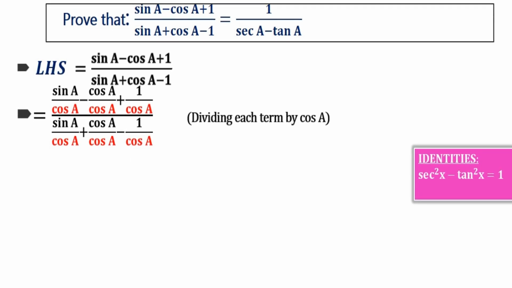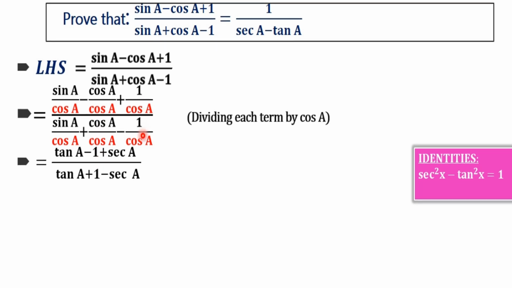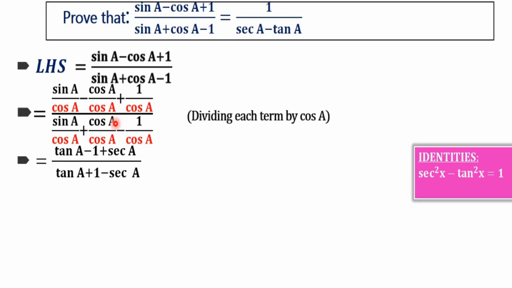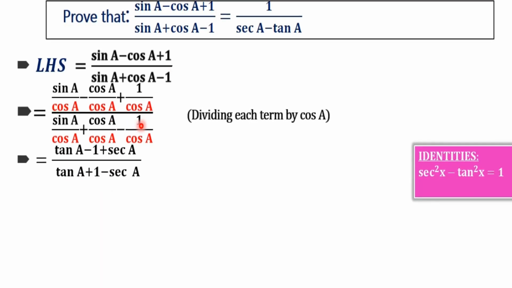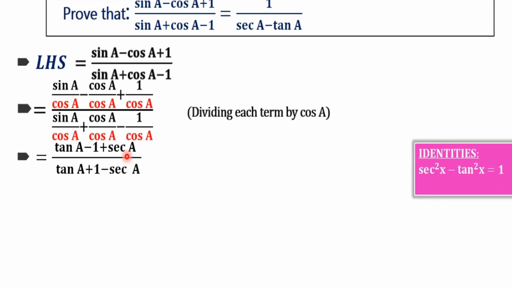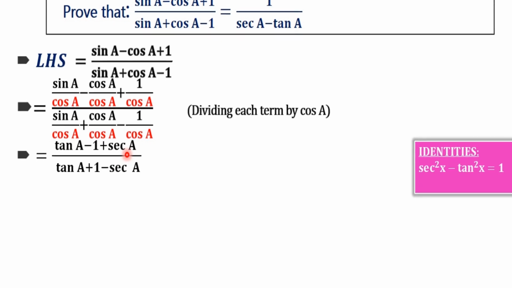Now, what is sin A by cos A? That is tan A. Cos A by cos A is 1. 1 by cos A gives sec A. Sin A by cos A is tan A. Cos A by cos A is 1, minus 1 by cos A, sec A. So we get all our terms in sec and tan.